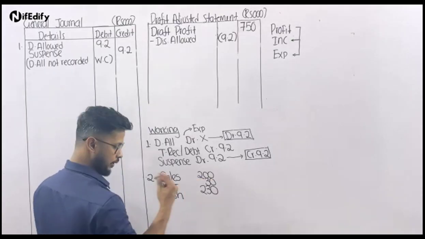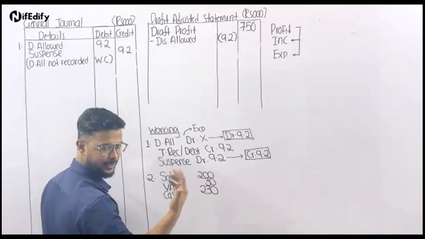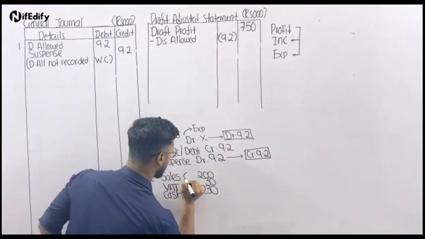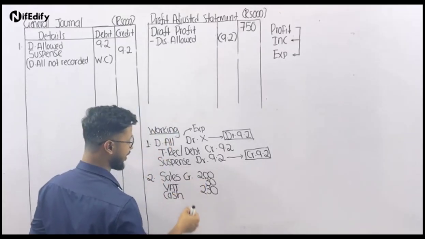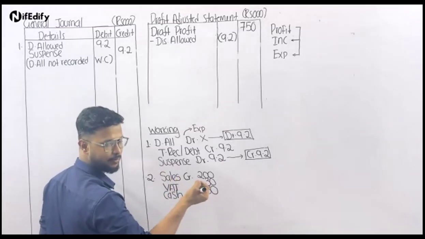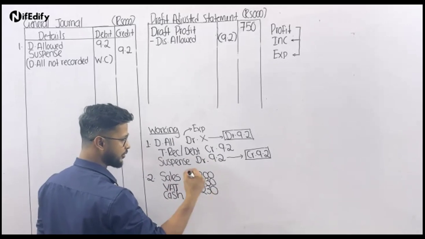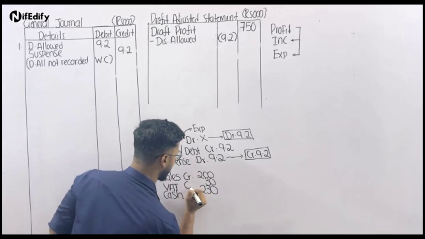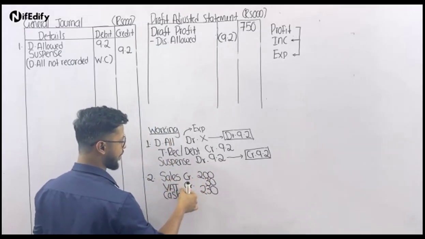Okay, now let's basically decide on the side. Sales is an income, income should be credited. VAT on sales is a liability. Why? It is payable to the government. So it should be credited too. So sales is an income, credited. VAT on sales is a liability, credited.